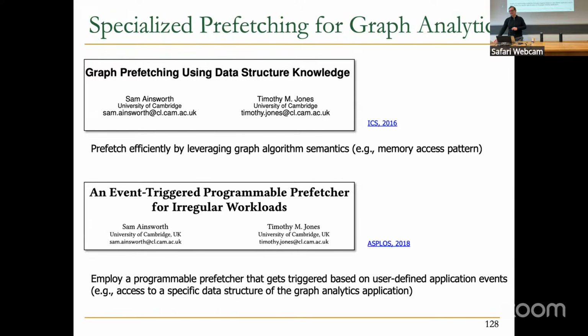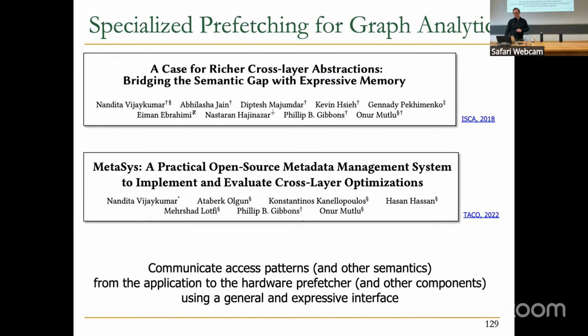But these are actually very interesting ideas where software and hardware cooperate. And there's more potential in this direction also. We have done some work in this area also, where these are actually general purpose mechanisms where you can communicate information about memory regions like access patterns or other semantics like compressibility, approximability, etc. But for prefetching purposes, access pattern is important. You can communicate information about the access pattern from the application to the hardware prefetcher on a per memory region basis, for example, using a general and expressive interface, which we called expressive memory. And we showed that you can actually get better prefetching performance if you do that.